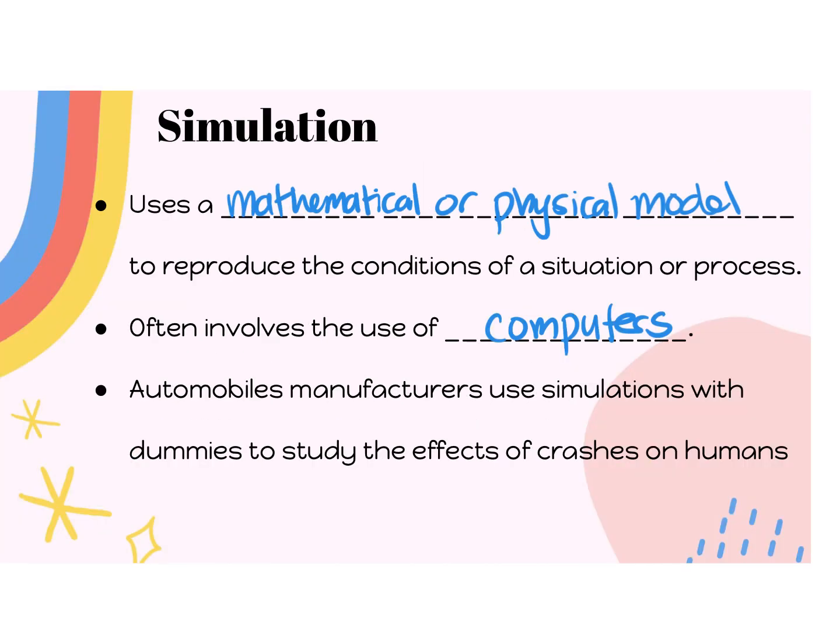Our next type of statistical study is a simulation. A simulation uses a mathematical or physical model to reproduce the conditions of a situation or process. This often involves the use of computers. If you've ever played the game The Sims, that is an example of a simulation. It's simulating life. Automobile manufacturers use simulations with dummies to study the effect of crashes on humans. So you see those videos of the cars with a little white dummy in there, and it drives forward to a wall and hits it. That's an example of a simulation.